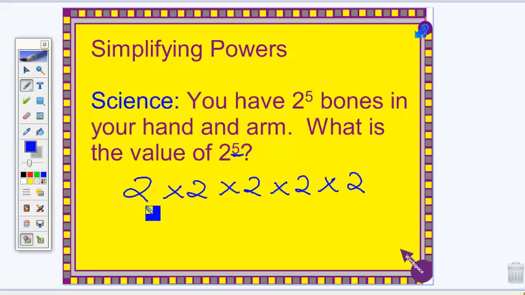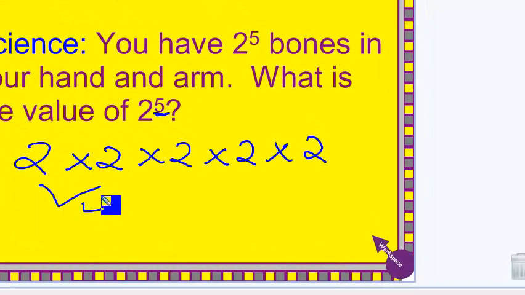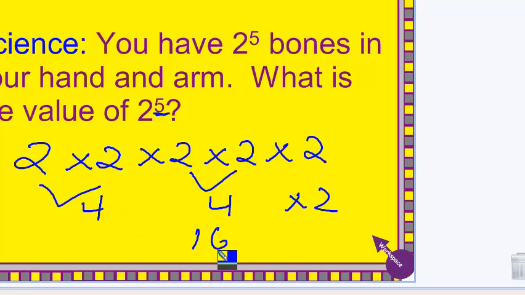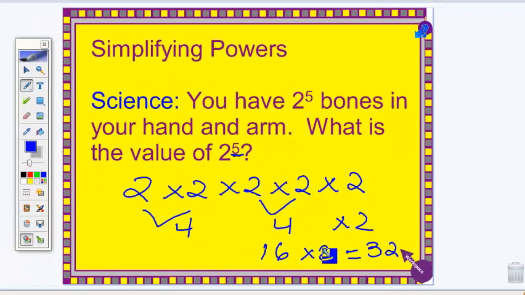So we know this is 2 times 2. We know this is 4. This is 4 times 2. So 4 times 4 is 16 times 2, and we get 32. Actually, for this one, we didn't even really have to use the calculator. But if you wanted to use the calculator, I would say to do it at this step, after you simplify the expression.